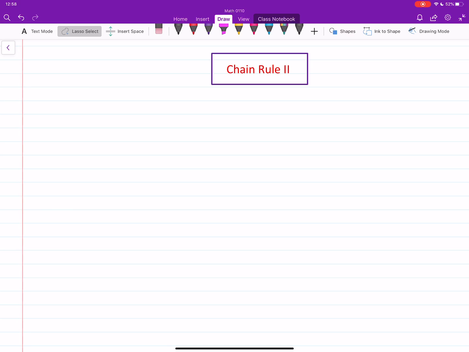Okay, so let me recall what we had. The chain rule was, well, when you have a combination of two functions, the derivative is given by the derivative of the inner one times the derivative of the outer one evaluated at the inner one.